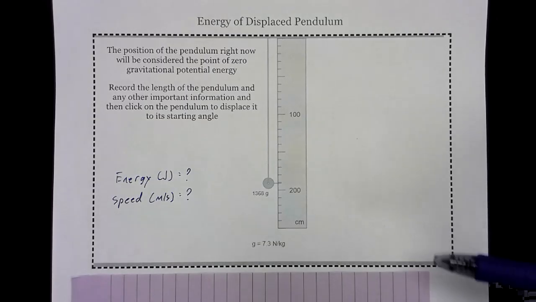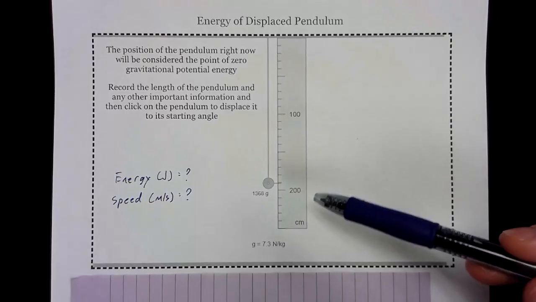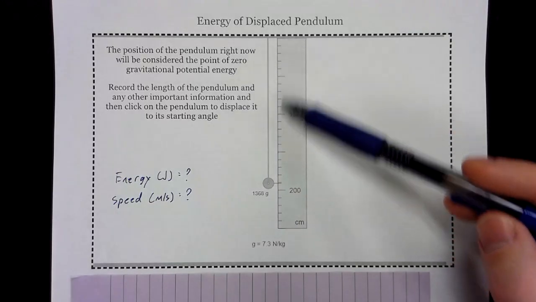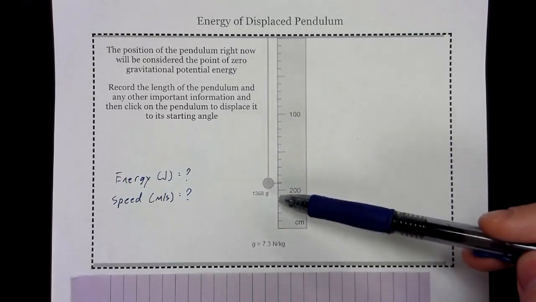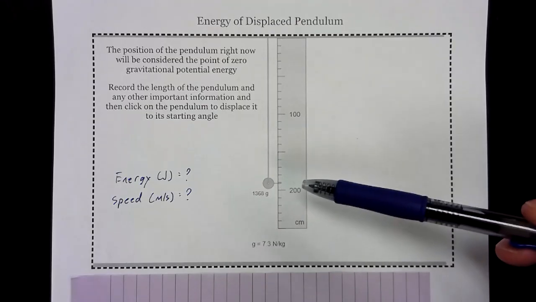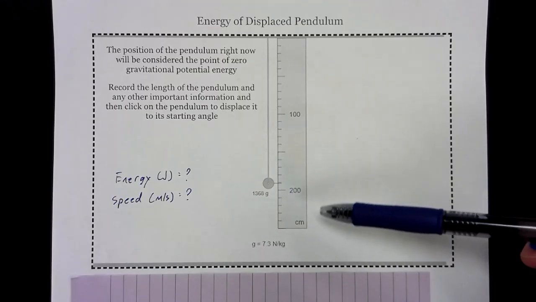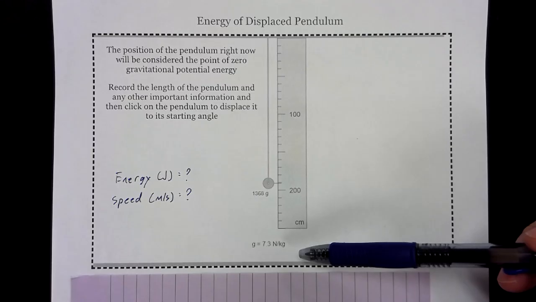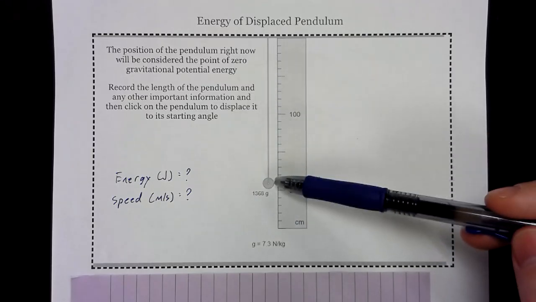Here we have energy of displaced pendulum. So in the diagram we have the pendulum. We can measure the length of the string as it is just hanging straight down. Then we know the mass of the bob if we need it. We know little g where this is occurring as well. So go ahead and measure that length.